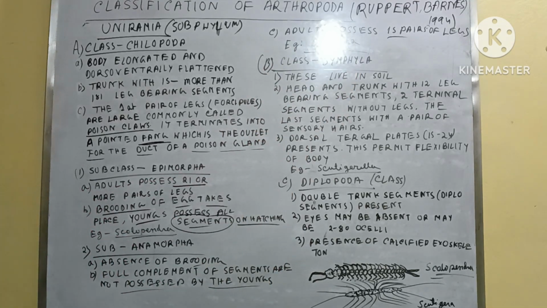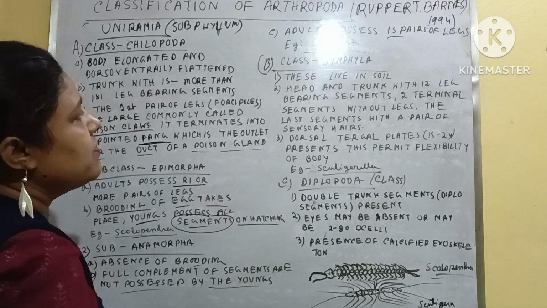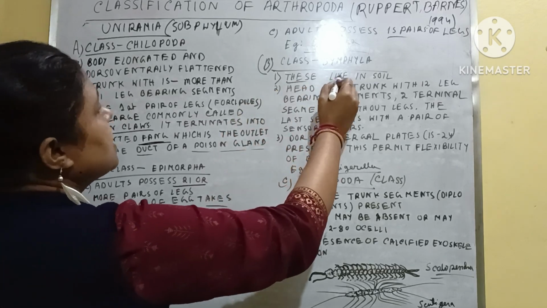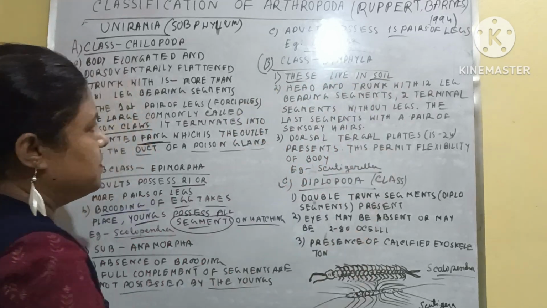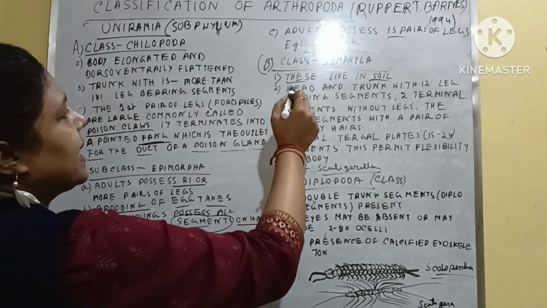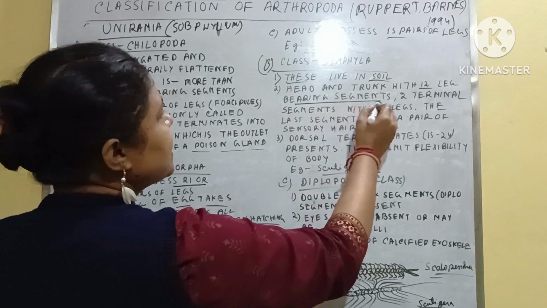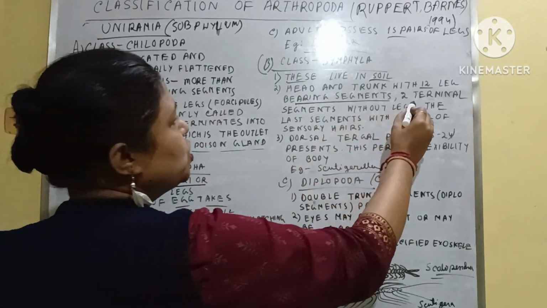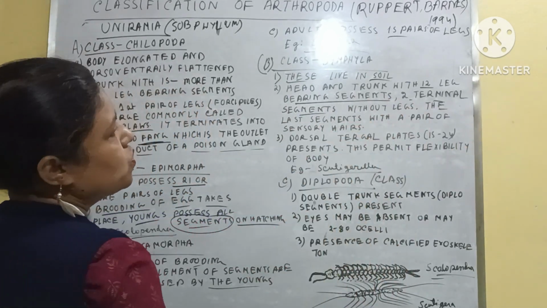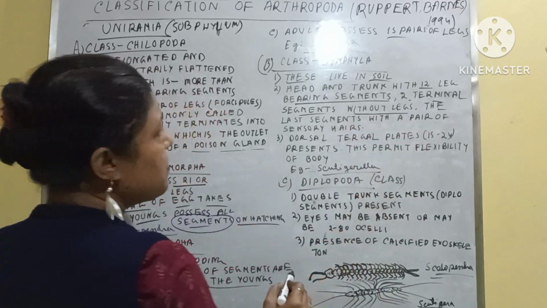The next class is Symphyla. What is Symphyla? Generally these live in the soil, and the head and trunk have 12 leg-bearing segments and 2 terminal segments without legs.